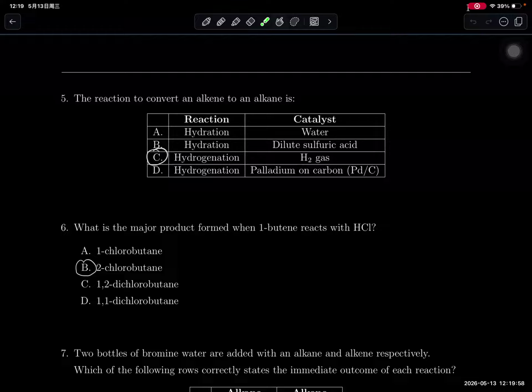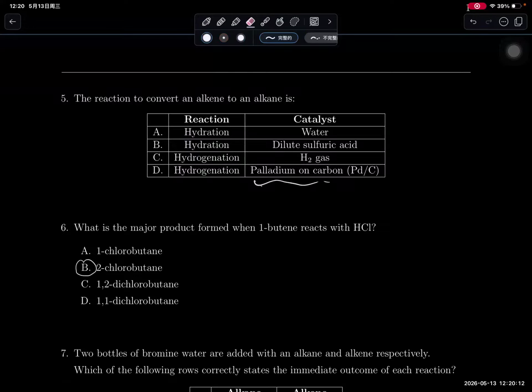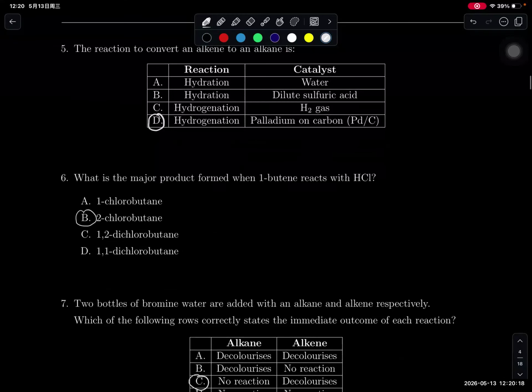Oh, wait, what? I think no, this is wrong. Okay, so we should have hydrogenation as well. In hydrogenation our reactant will be hydrogen gas. The catalyst is actually palladium on carbon. Okay, so it will be D. Sorry about this.